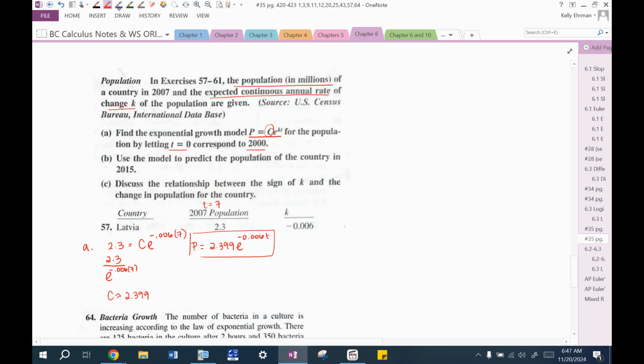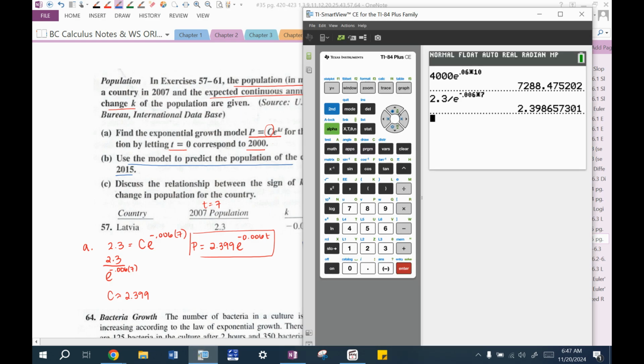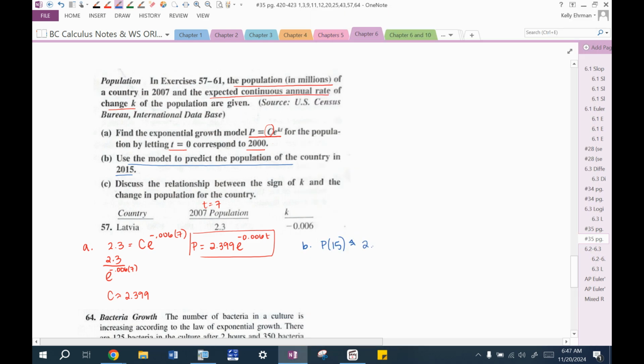Right, and then part B, use the model to predict the population in 2015. So find P of 15. I'm going to use the unrounded version in my calculator. So this is C times e to the negative 0.006, and then we're multiplying by 2015, so 15. So 2.192, and then we label that million. This would be 2.192 million Latvians.